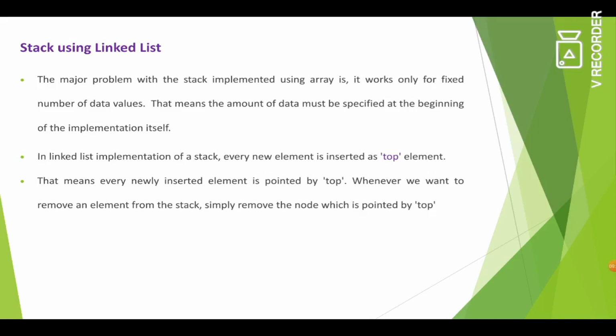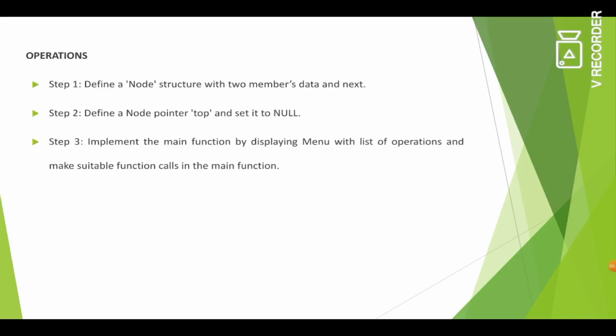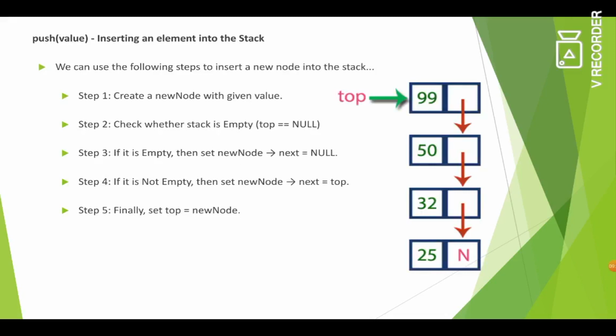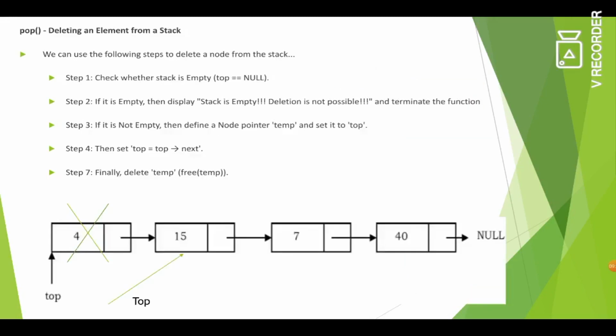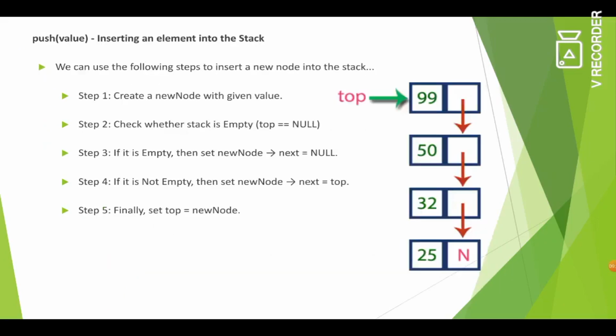In linked list implementation of stack, every new element is inserted as the top element. The newly inserted element is pointed by top. Whenever we want to remove an element from the stack, you can remove the node which is pointed by top. So what are all the operations supported in stack ADT using linked list? As in array implementation of stack ADT, here also you can perform push, pop and display.